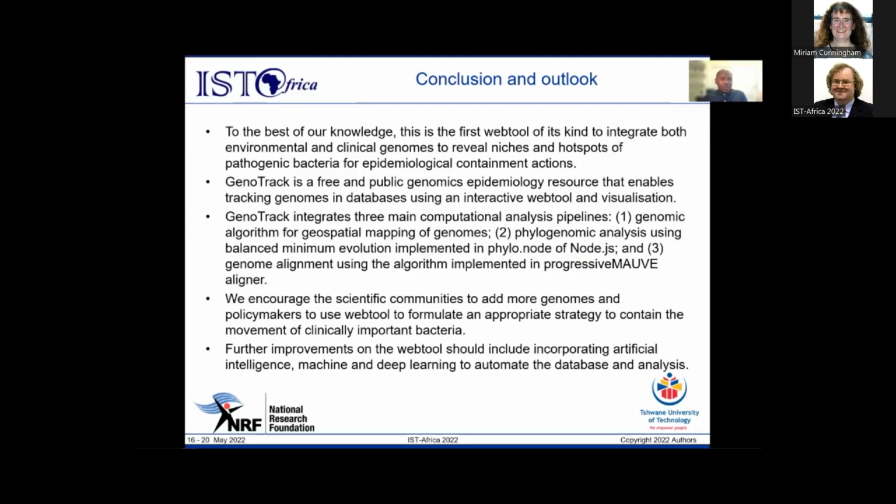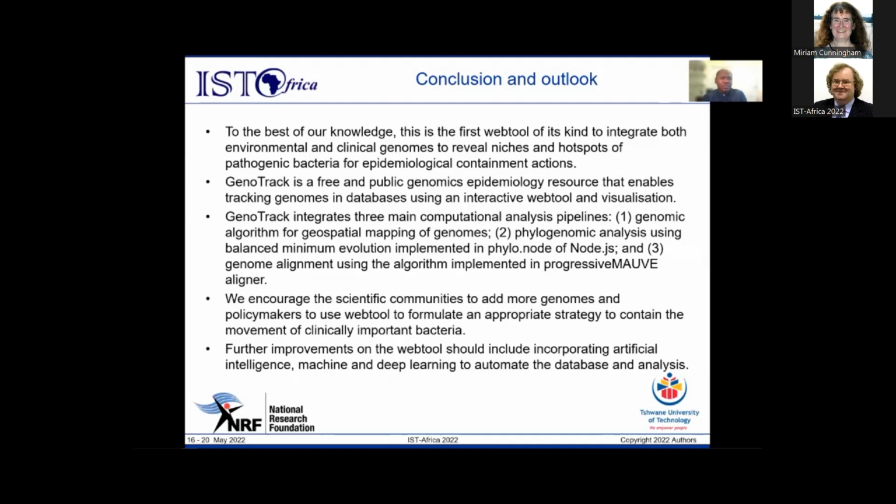So, in conclusion, to the best of our knowledge, this is the first web tool of its kind to integrate both environmental and clinical genomes, to reveal niches and hotspots of pathogenic bacteria for epidemiological action. GenoTrack is a free and public genomic epidemiology resource that enables tracking genomes in a database using an interactive web tool and visualization.